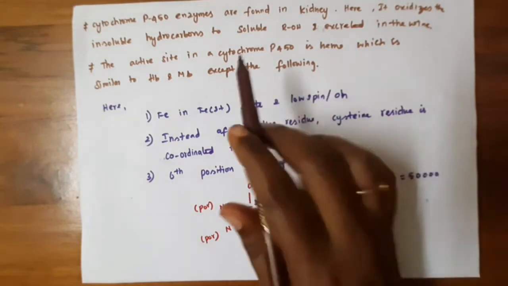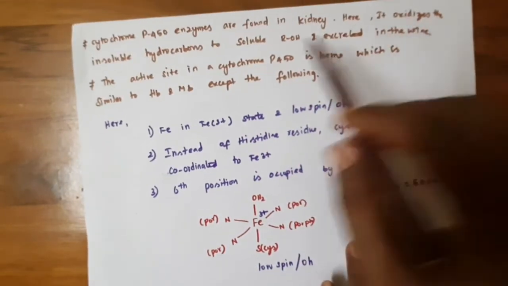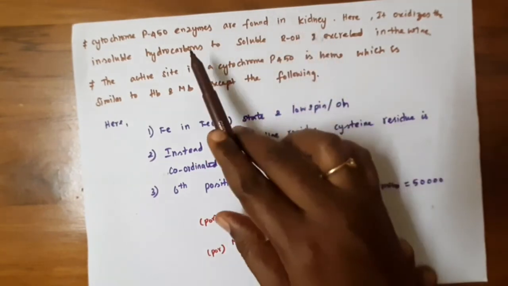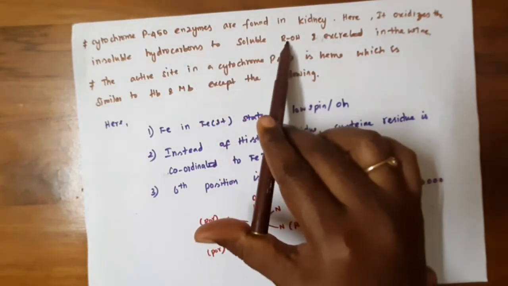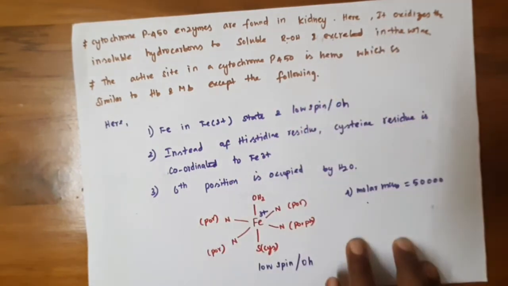Cytochrome P450 is mainly found in the kidney, where it oxidizes insoluble hydrocarbons. Some hydrocarbons in the kidney get oxidized by this cytochrome P450 enzyme and converted into soluble alcohol ROH, and then finally excreted in the urine.